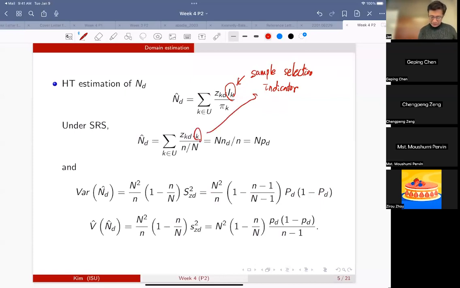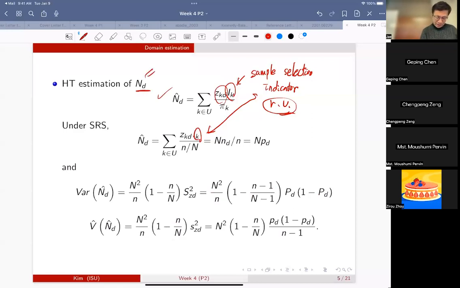So that is a random variable. But this is just the Horvitz-Thompson estimation, right? Nothing else. I mean, you have a characteristic. In this case, the characteristic that you are interested in is just z. So then we just compute the Horvitz-Thompson estimate. The same here. So that is basically the Horvitz-Thompson estimate of N_d.